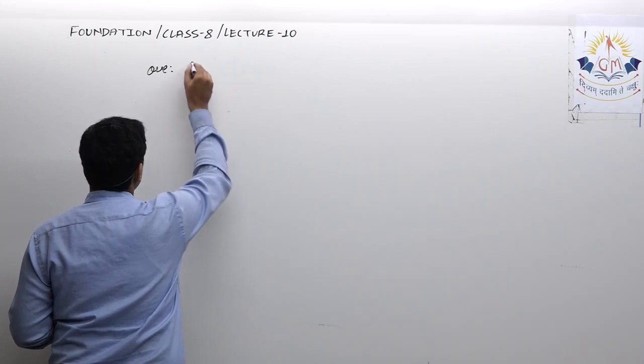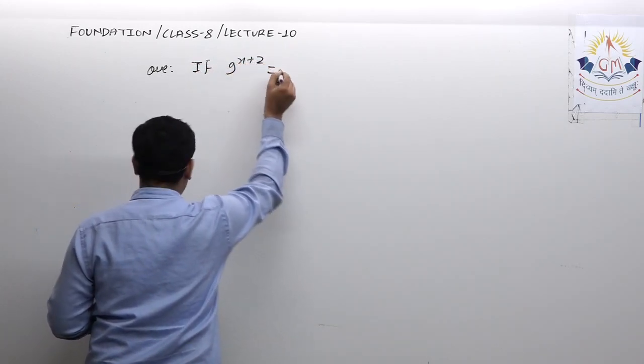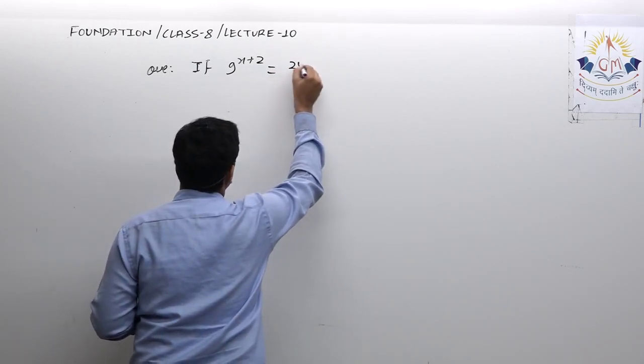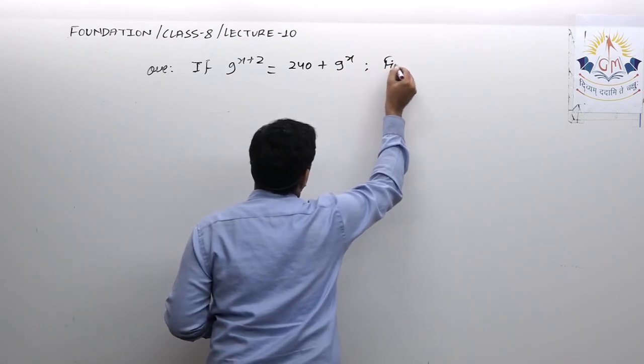If 9 raised to x plus 2 is equal to 240 plus 9 raised to x, find x.